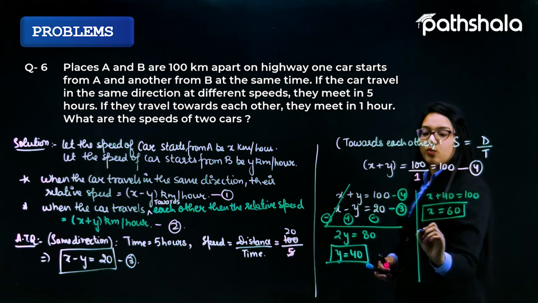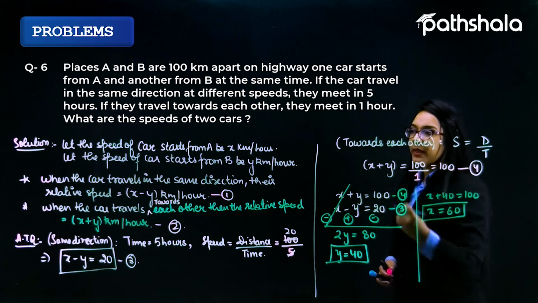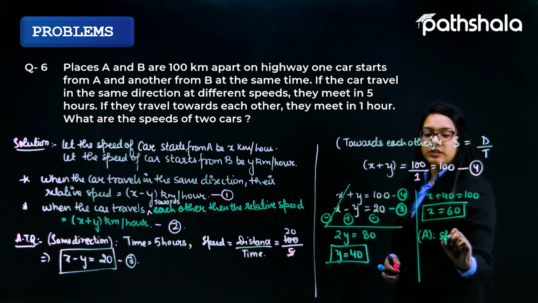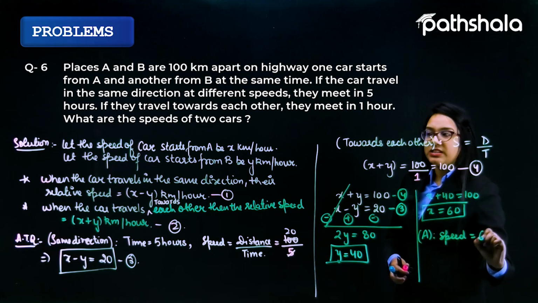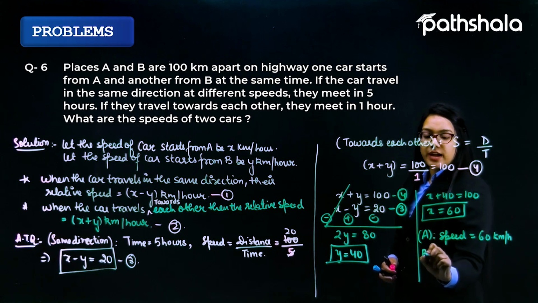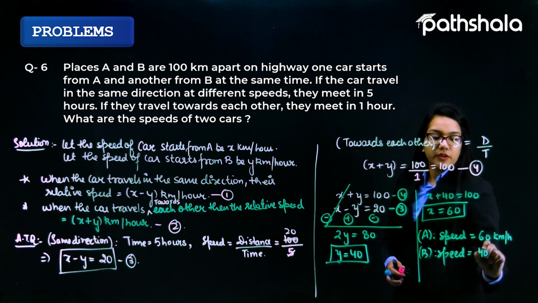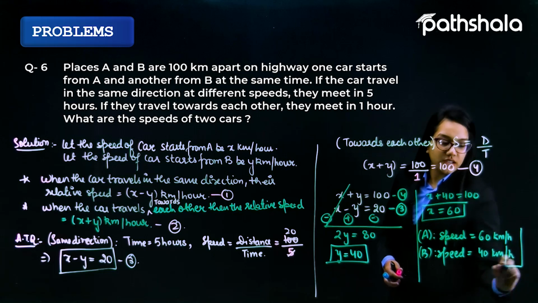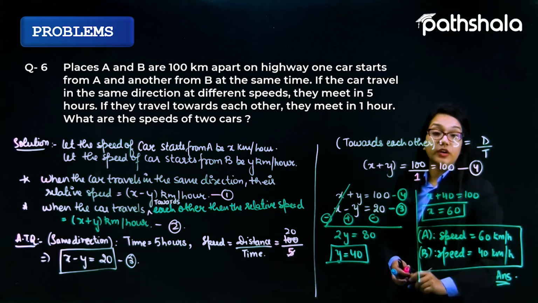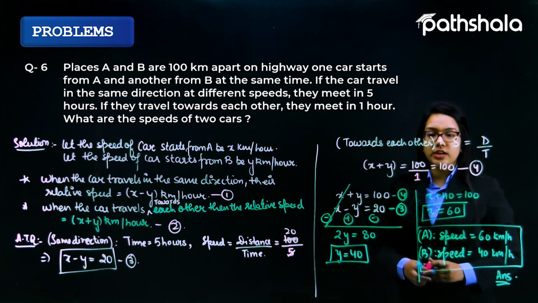So at the end what we are getting is that the speed of the car that starts from A is 60 kilometers per hour, and the speed of the car that starts from B is 40 kilometers per hour. This is the answer for this particular question. I hope all the steps related to this question are clear to you.